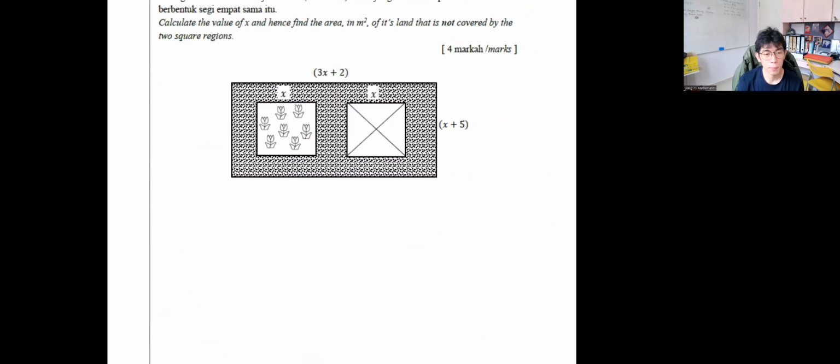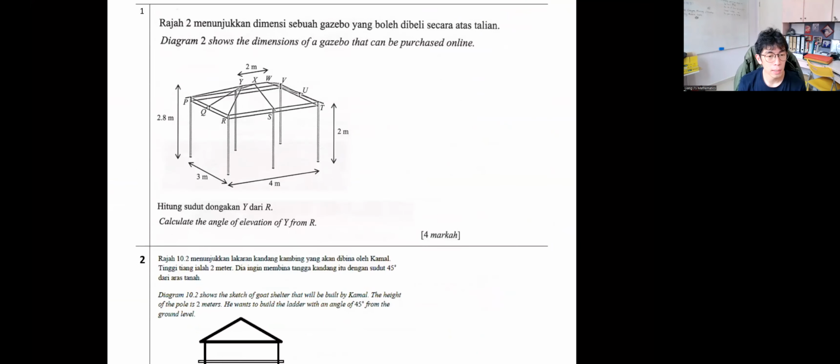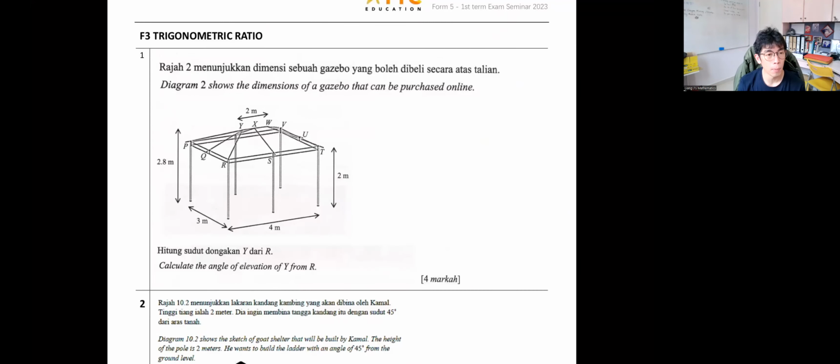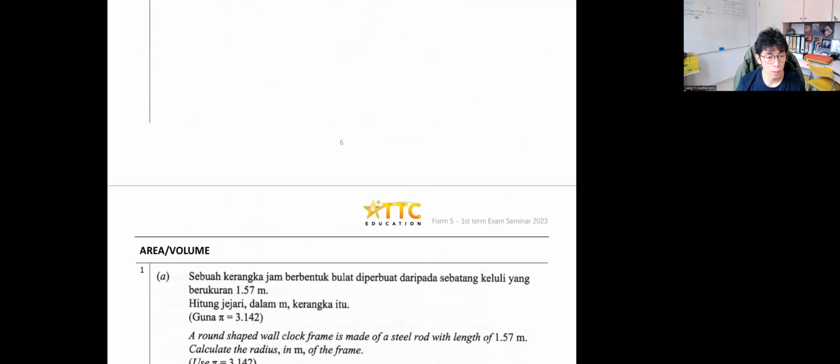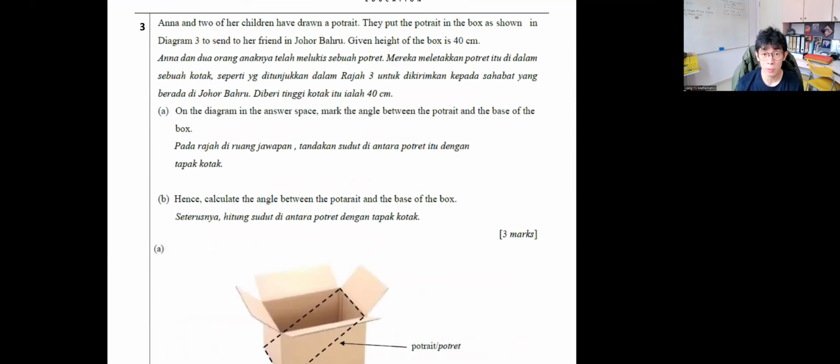Okay, now next. All these you can look at the answers that I'm going to provide to you in the PDF copy. So I will skip. This one is more to trigonometry. You look at the trigonometry answer that I give to you.